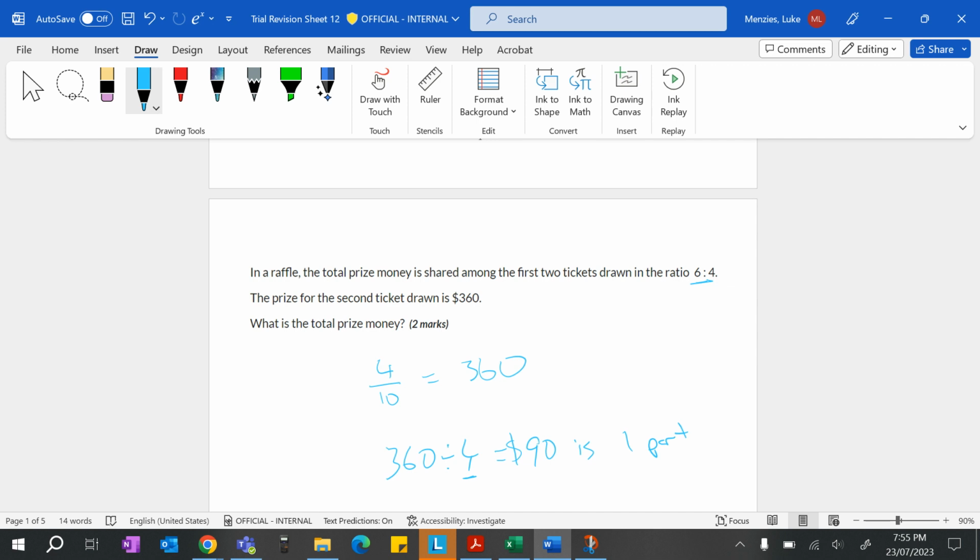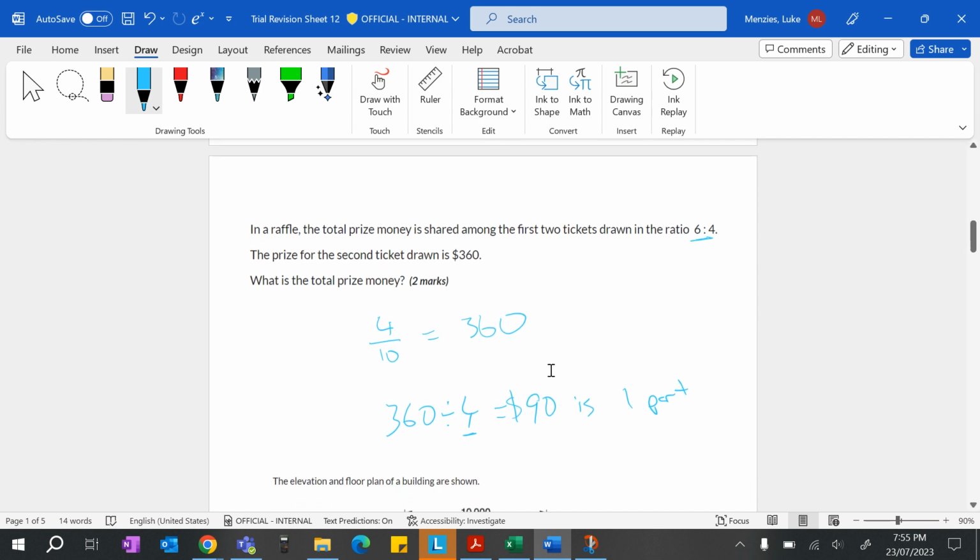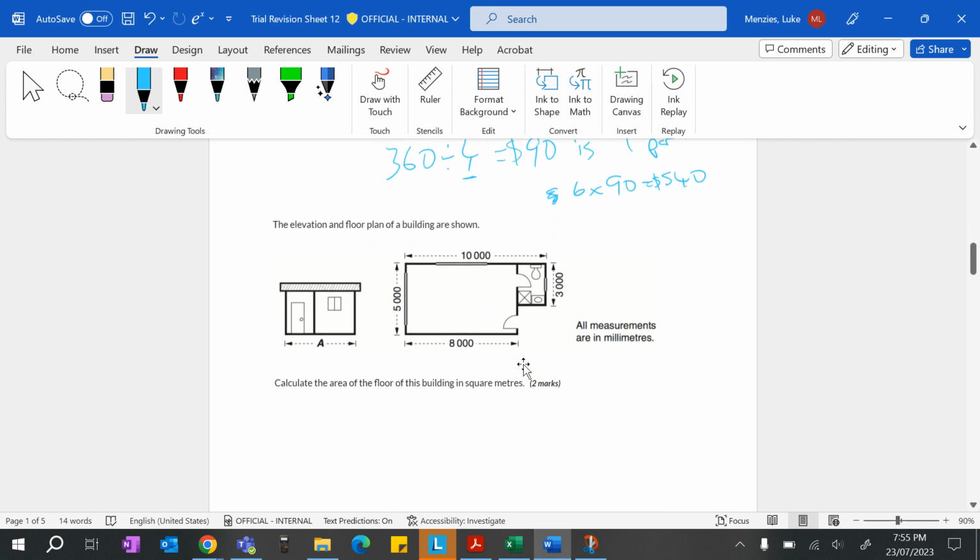And how many parts do we want for first place? 6. So 6 times 90 equals 540. And there you go. Add those two together, and that's 900, which would also have been 10 times 90. So there you go. Bring it back to 1, and then multiply it by the other one, which is very, very handy.